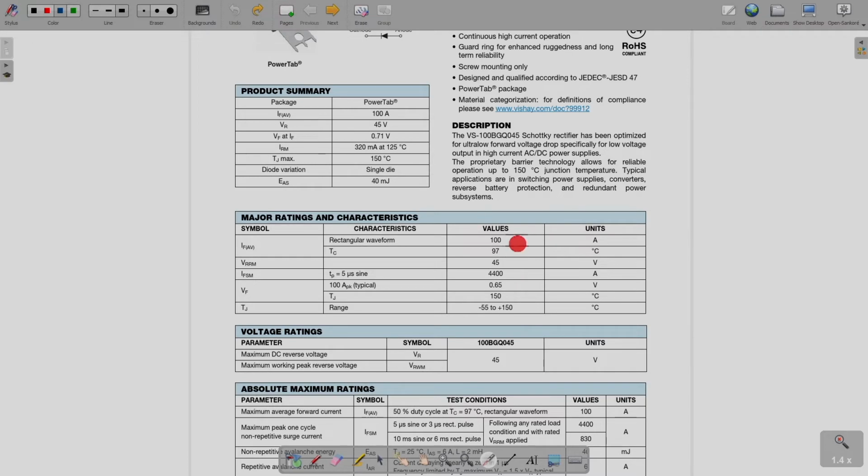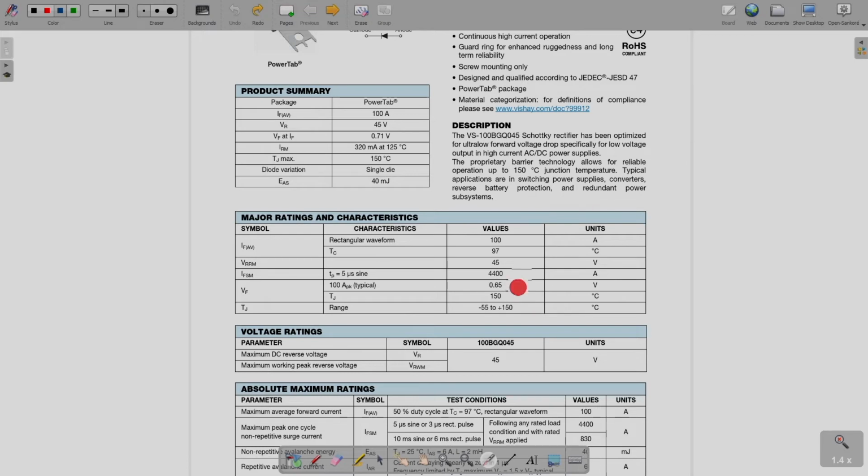Here you can see the average current, that is your 100 amperes, at 97 degrees C case temperature. And then VRRM is 45 volt. And what is the surge current rating? If you provide a 5 microsecond sine wave pulse, then that is 4400 amperes. That is what the manufacturer has provided over here.